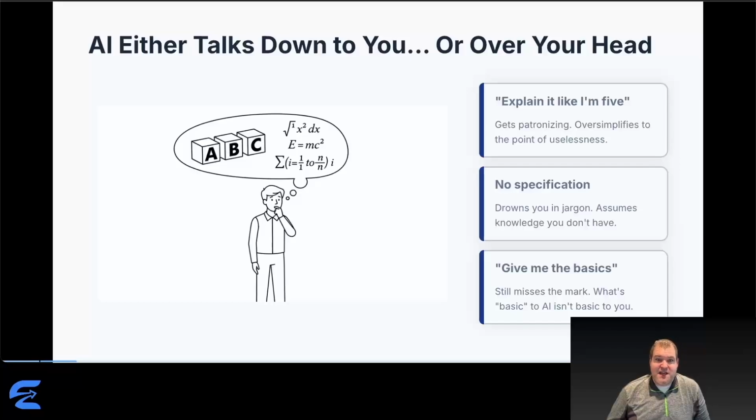Or you give it no specification at all, and AI defaults to some fictional, average educated adult that doesn't actually exist. You get drowned in jargon with assumptions about knowledge you don't have. Terms get thrown around like you already know what they mean, and you're left more confused than when you started. Or maybe you try, give me the basics, thinking that'll split the difference. But here's the thing. What AI considers basic and what you consider basic might be completely different. It's still guessing, and that guess often misses. The common thread here, AI doesn't know where you're starting from. And if it doesn't know where you are, it can't meet you there.